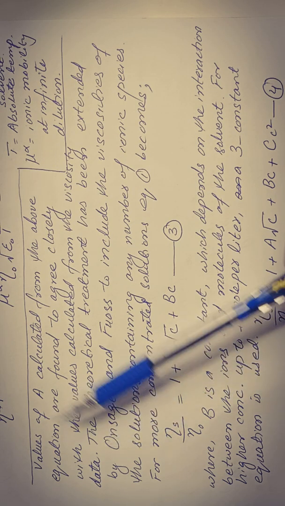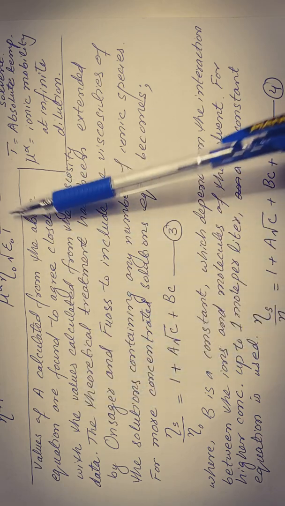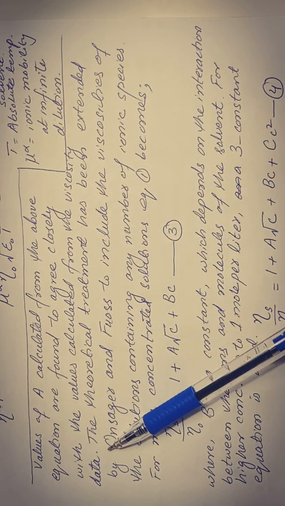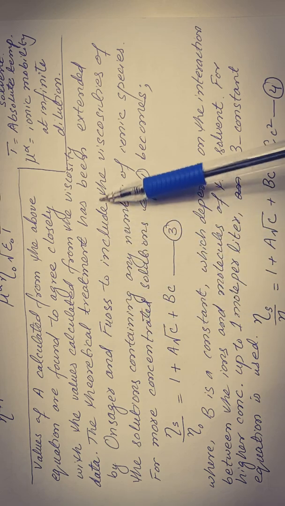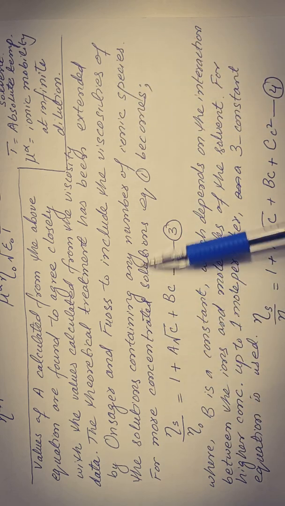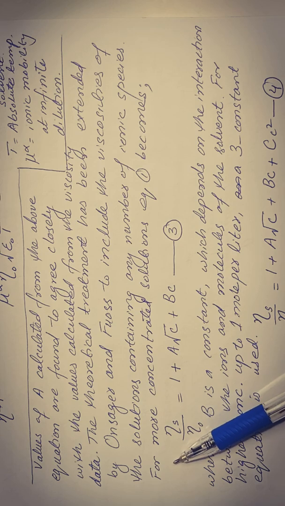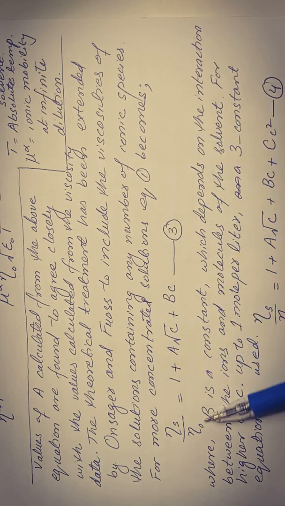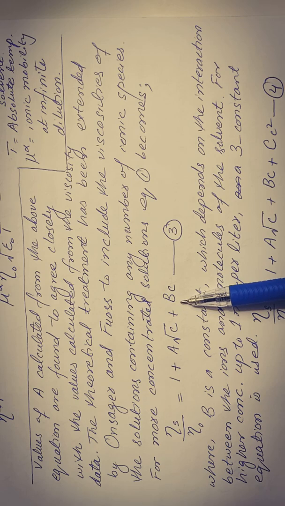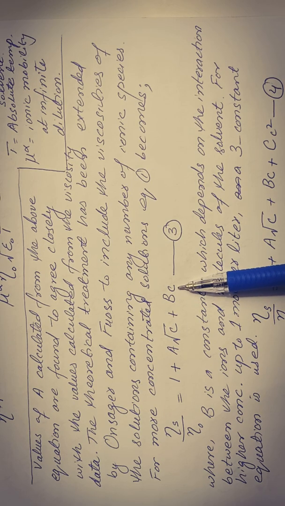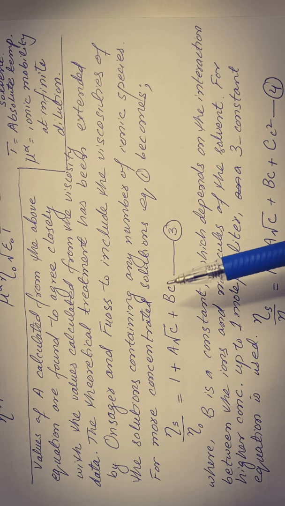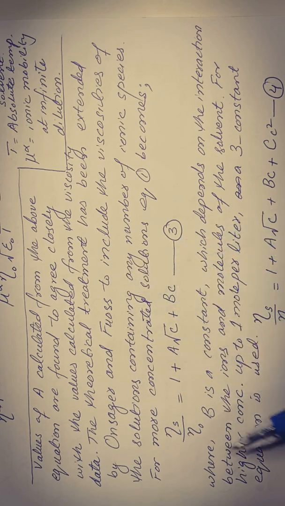So we can say that the values of A calculated from the above equation are found to agree closely with the values calculated from the viscosity data determined experimentally. The theoretical treatment has been extended by Onsager and Fuoss to include the viscosities of solutions containing any number of ionic species. For a more concentrated solution, equation 1 becomes equation number 3. Here another term, constant B times the concentration C, is added. This expression is also given by Jones and Dole. We will discuss the Onsager-Fuoss equation in the next lecture.